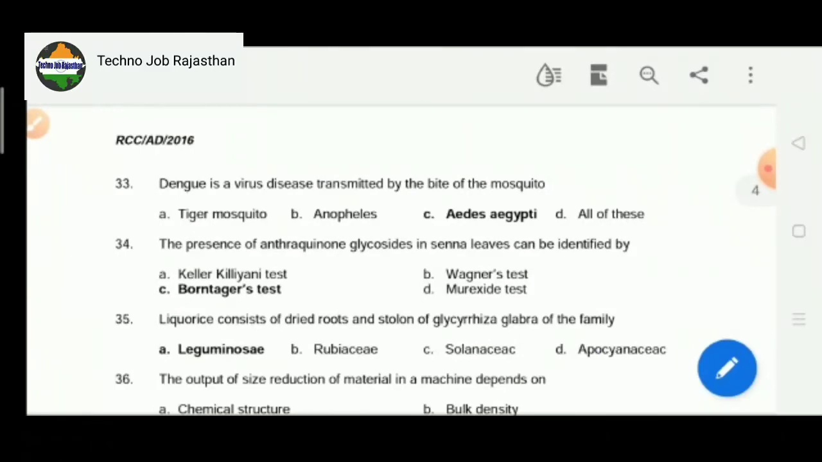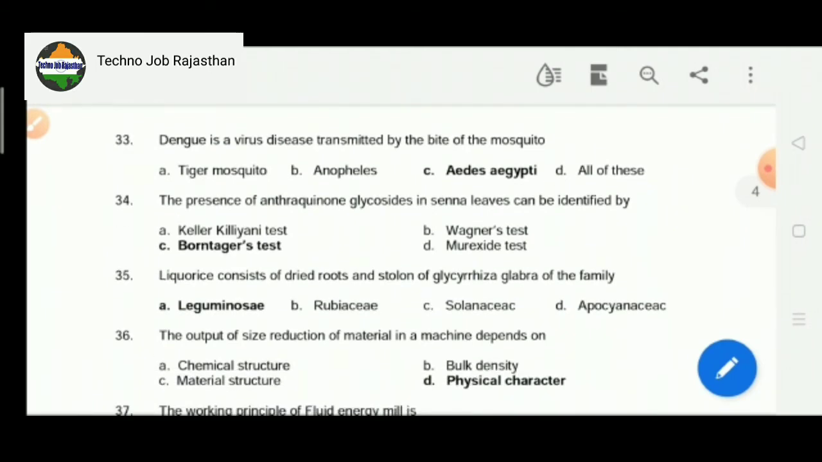Question number 33. Dengue is a virus disease transmitted by the bite of which mosquito? Option A is tiger mosquito, option B is Anopheles, option C is Aedes aegypti, option D is all of these. So the correct answer is option C, that is Aedes aegypti.